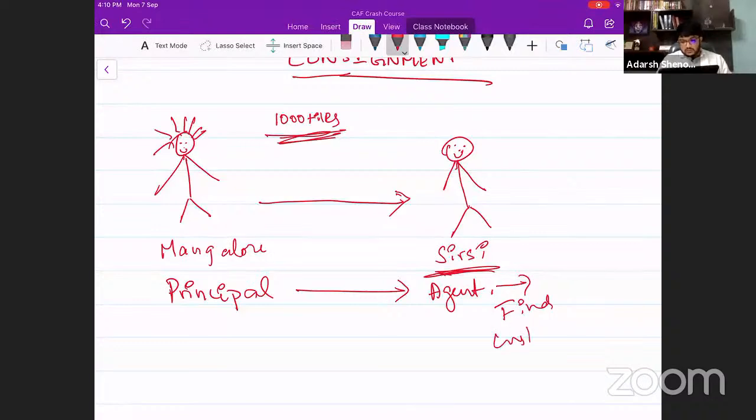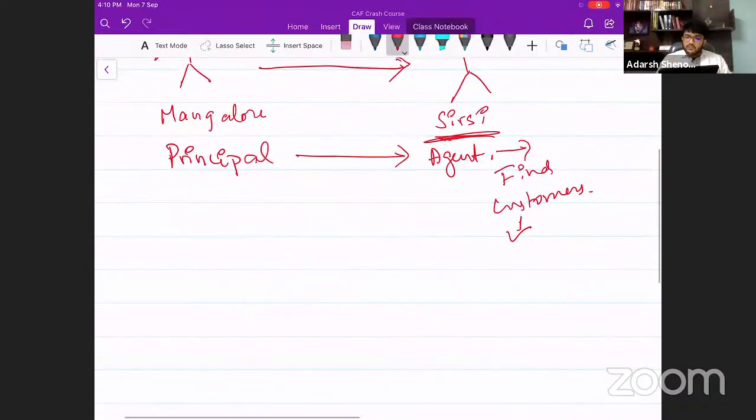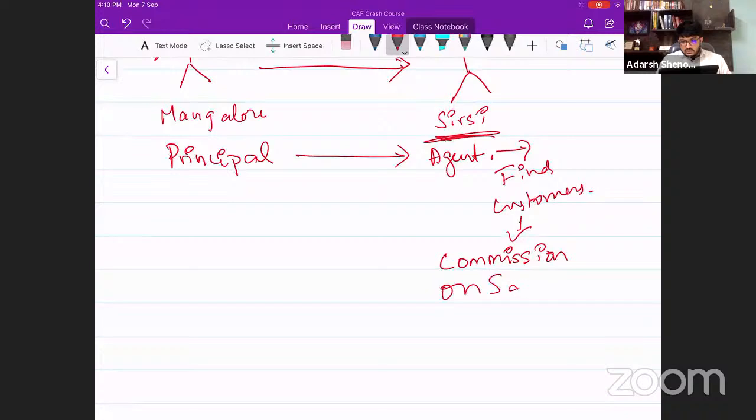You find customers for me, you sell the goods to them. That's your job. For finding the customers, I'll give you a remuneration. We call this commission. Commission will be based on sales. So I will give you commission on the sales that you have made for me.